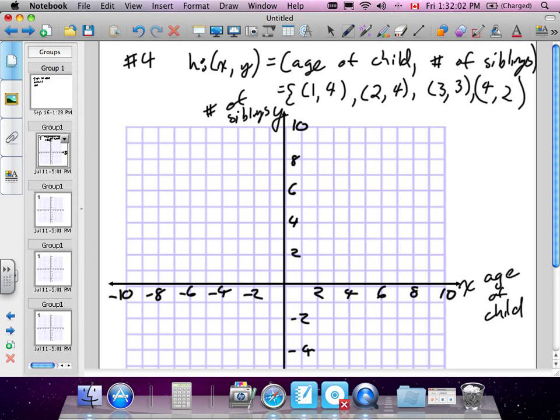So, very first coordinate we have 1 and 4. Next one we have 2 and 4. 3 and 3. 4 and 2. We have 4 coordinates. Okay? We're going to draw vertical lines. Is it a function? Yeah. It's a function because our vertical lines only touch once. And we're done with the questions, right?